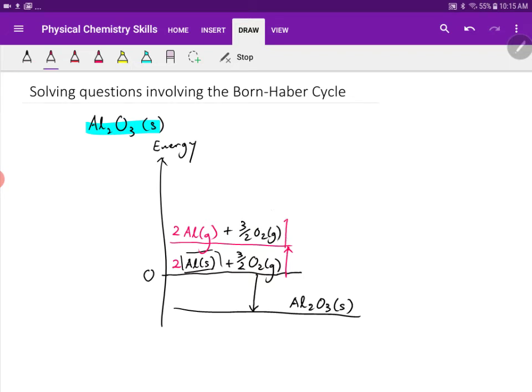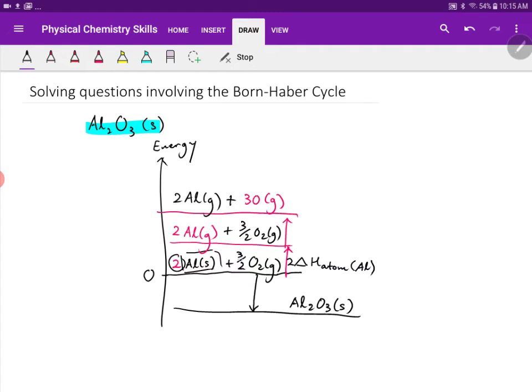Then in the second step, I'm going to work on my 3/2 O2, and I'm going to get 3 oxygen gaseous, whereas I copy up my Al gaseous over here. It is important for us to take note that these are some of the equations that we have already known. The first one is actually delta H atomization of Al. Because there are 2 Als here, I need to multiply this coefficient by 2.